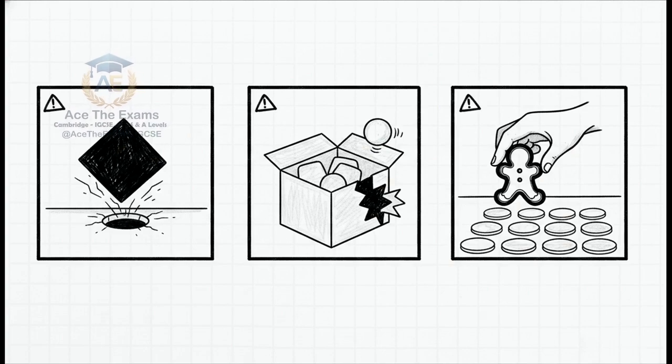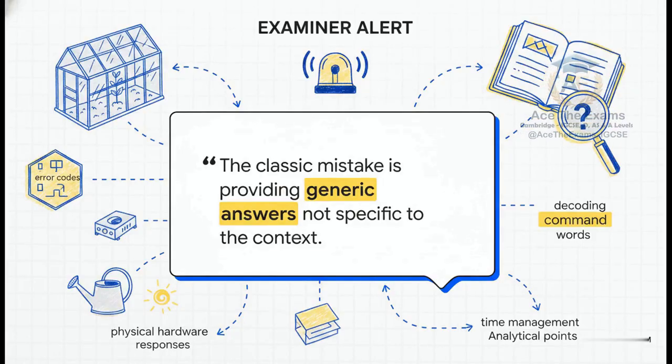If your answer could apply to any question about hexadecimal on any past paper from the last 10 years, it is way too generic. And this brings us to the ultimate examiner alert. The classic mistake is providing generic answers not specific to the question context. Whether you are decoding command words or evaluating a complex architecture, you must always link every single analytical point directly to the given scenario.